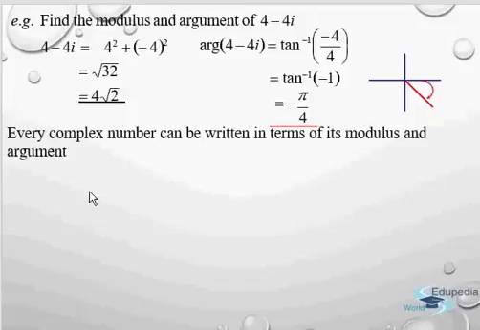So every complex number can be written in terms of its modulus and argument. This you have to remember every time, because you might be asked to represent complex numbers in which there is no real value. You might be asked to find the argument and the modulus of 2i. The way to do that is the same: you have to find the square of the real number and the square of the imaginary number.